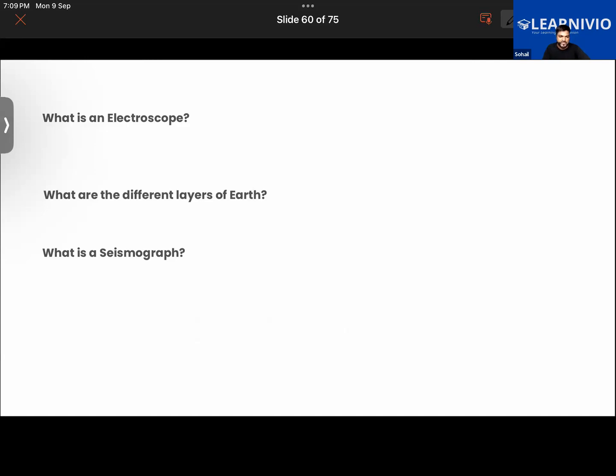Now answer these questions. What is an electroscope? What are the different layers of Earth? And what is a seismograph? Should I assign these questions? Otherwise, you guys would be taking too much time to answer. So I'm going to assign the questions. Okay. Alif, you answer the first one. Chakrika, you answer the second. Gauri, you answer the third one. Okay. And Roni is left now. So Roni will be telling me which states of India are more likely to be hit by earthquakes. Yes, you guys start.